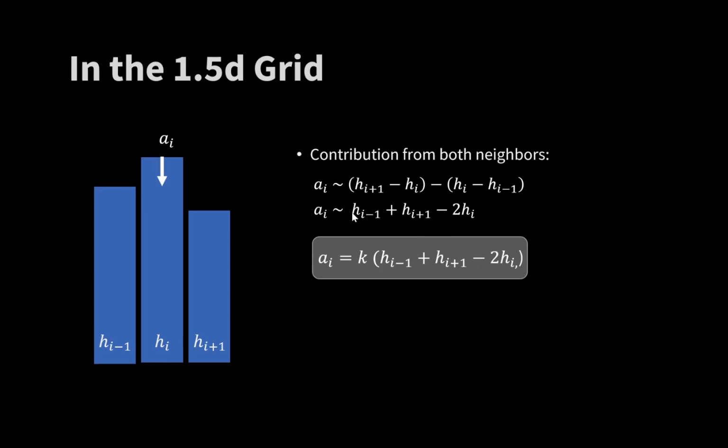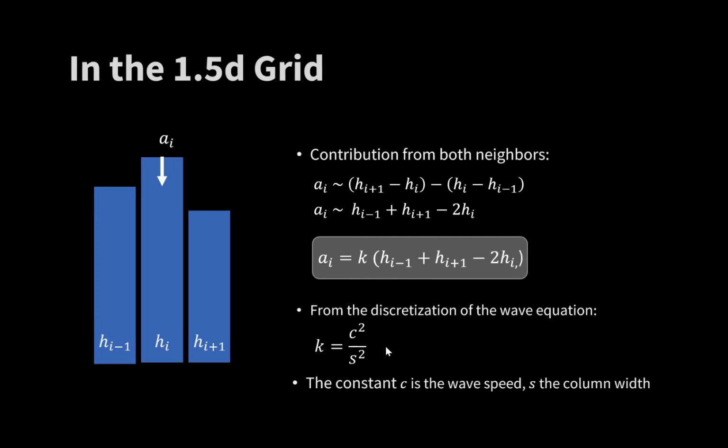Saying a quantity is proportional to another quantity means that the quantity is equal to k, the constant of proportionality, times the other quantity. In our case, ai is equal to k times hi minus 1 plus hi plus 1 minus 2hi, where k is a constant. From the discretization of the wave equation, we can actually derive what the meaning of this constant k is. k depends on two other constants, c and s. The constant c is the wave speed and s is the column width.